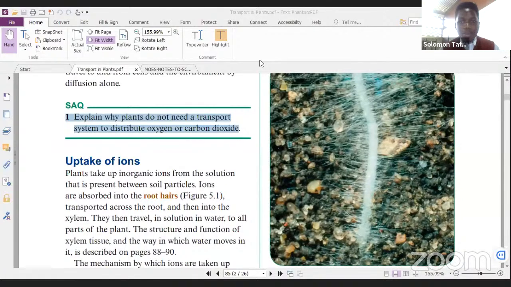Okay, Ambrose says they are required in little amounts. That's good, Ambrose. What else? Anyone? Okay, so the explanation to this is very simple.